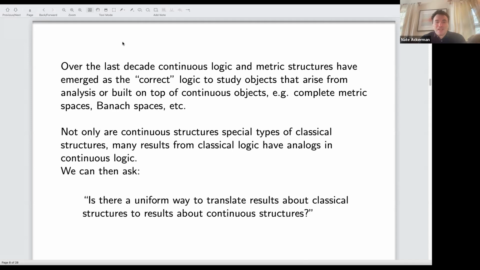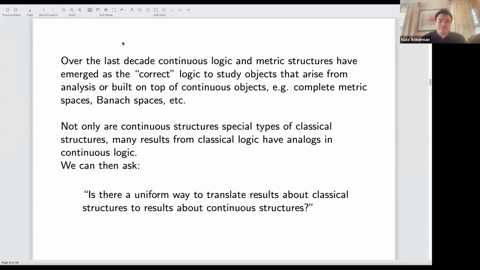And so for many continuous structures, many classical theorems have continuous analogs. And so the question is, we'd like to not have to reprove all of these theorems on a piecemeal basis. We'd like to basically be able to say, here's a stick, you hit the theorem with a stick and you get the continuous analog. Especially analogs of theorems for L omega 1 omega and L infinity omega. And that's sort of the goal of the talk. And that's what we're going to do now.